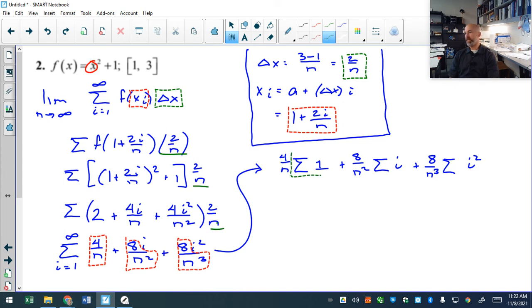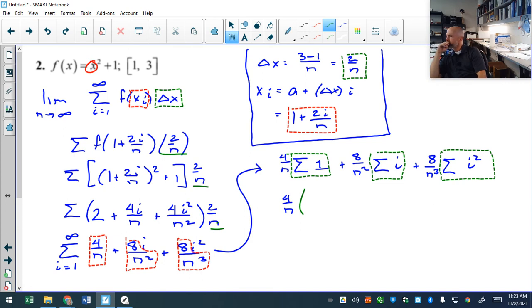I now have 3 different summations that have really nice, clean formulas that can replace those. And I've been lazy. I haven't written the I goes from 1 to infinity. But when I replace those, that's 4 over n times, and that first one, the sum of a constant, n times, as I goes from 1 to infinity, is just 1 time. I feel like I'm messing up somewhere in this.